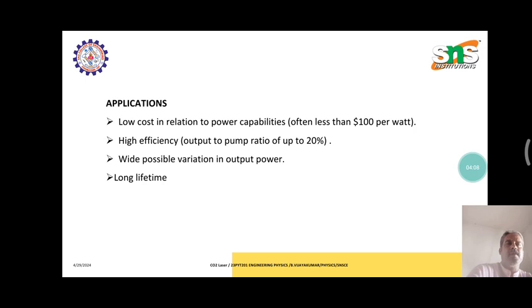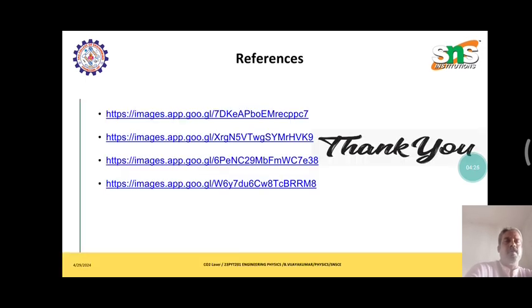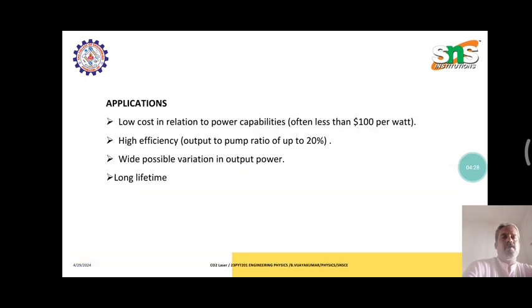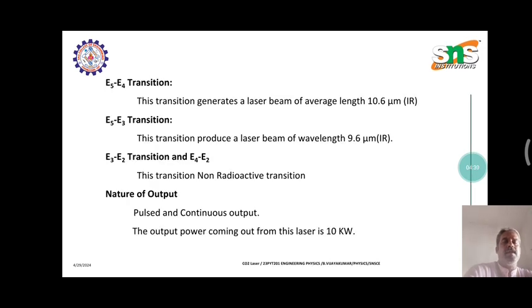Applications and advantages: low cost in relation to power capability, high efficiency with an output to pump ratio of 20% or greater, a wide possible variation in output power, and long lifetime. So the advantages of the CO2 laser are high output power, easy construction, and simple modification to change the output ranges.